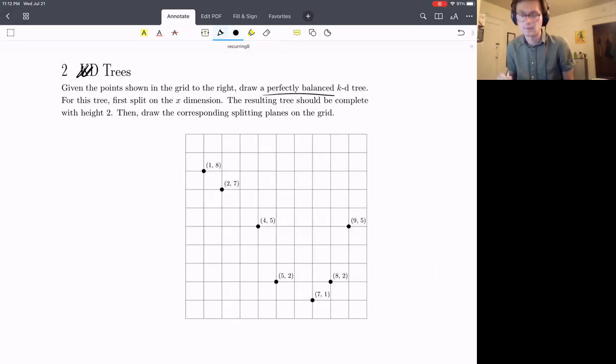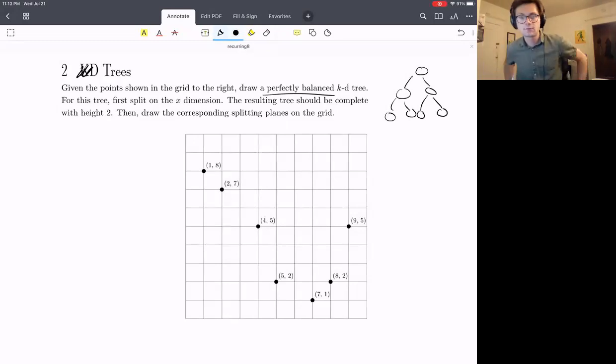And we want to make it perfectly balanced. I don't really know why they use that terminology. What they mean is they want it to be bushy, right? Notice there are 7 different points on this 2D plane, and we are going to want a tree that looks like this, meaning there are 7 points. It's just a bushy full tree. That's what I mean by perfectly balanced.